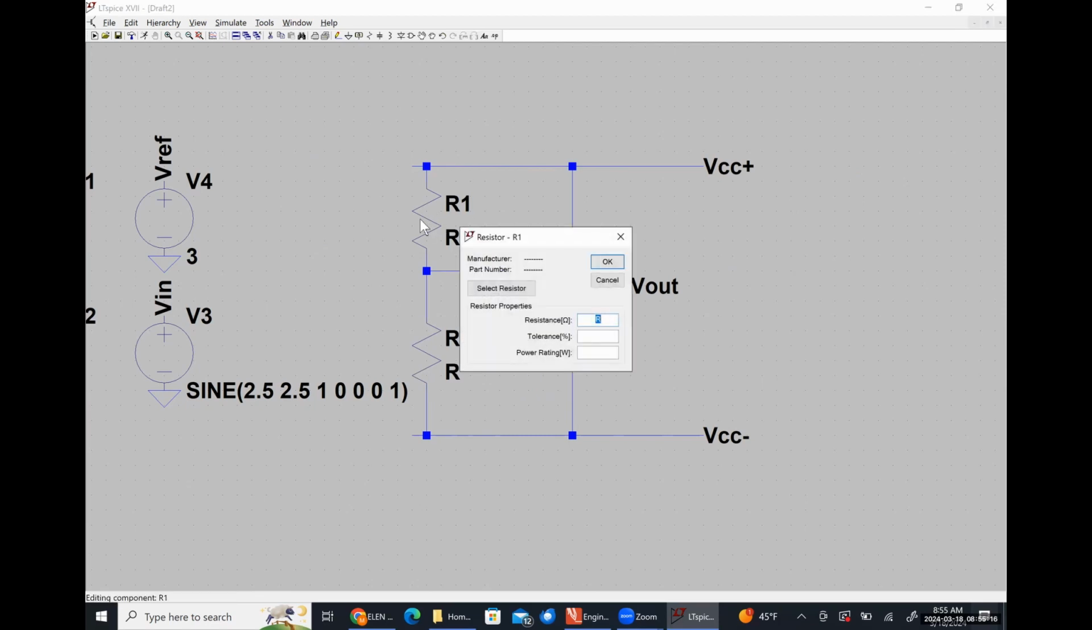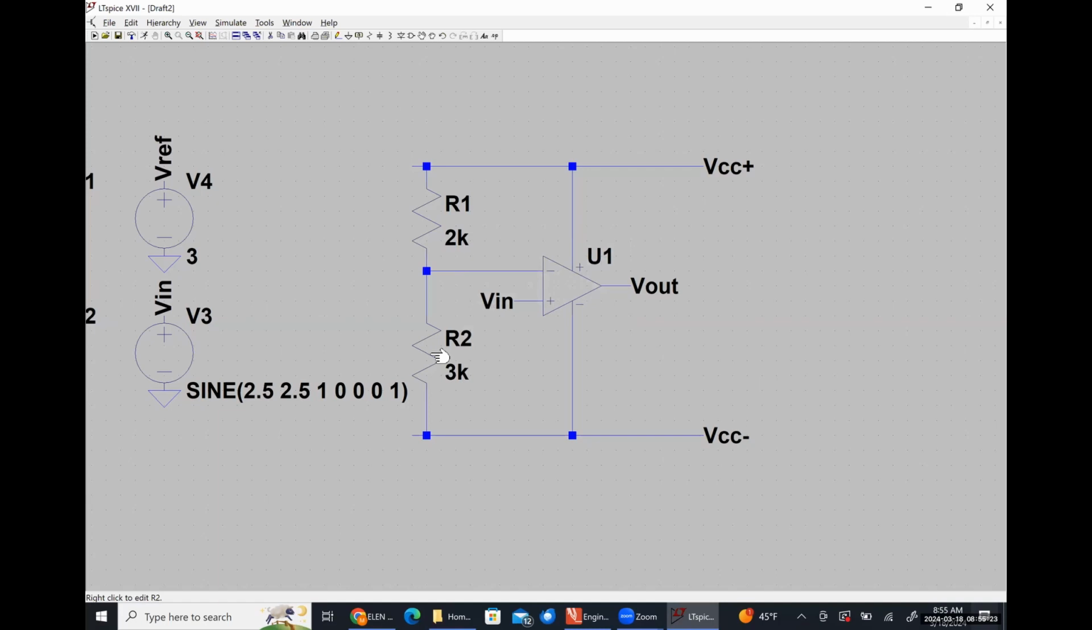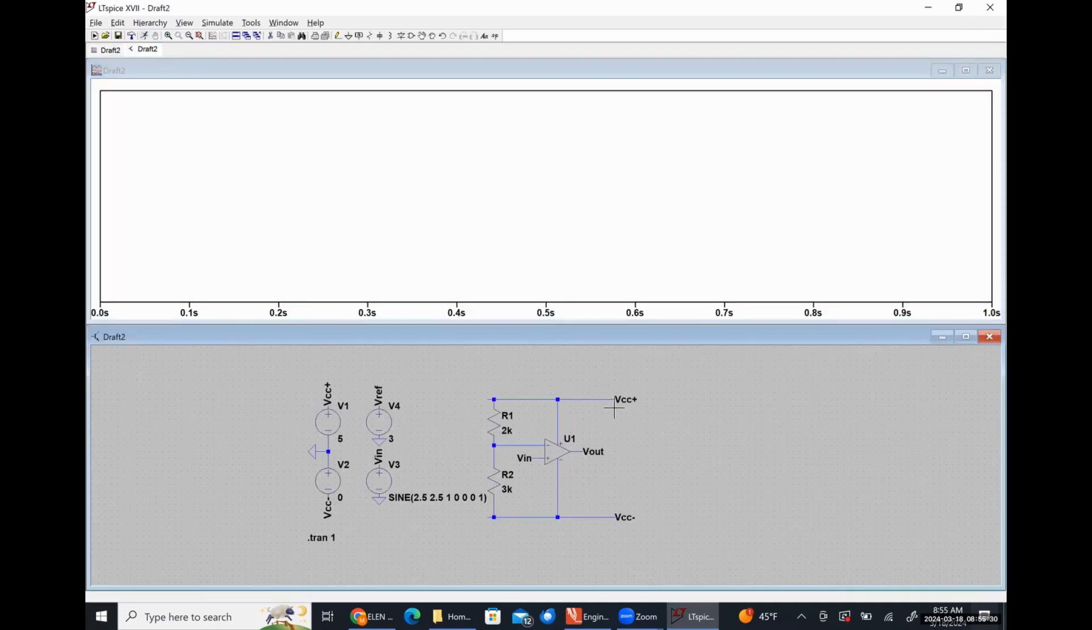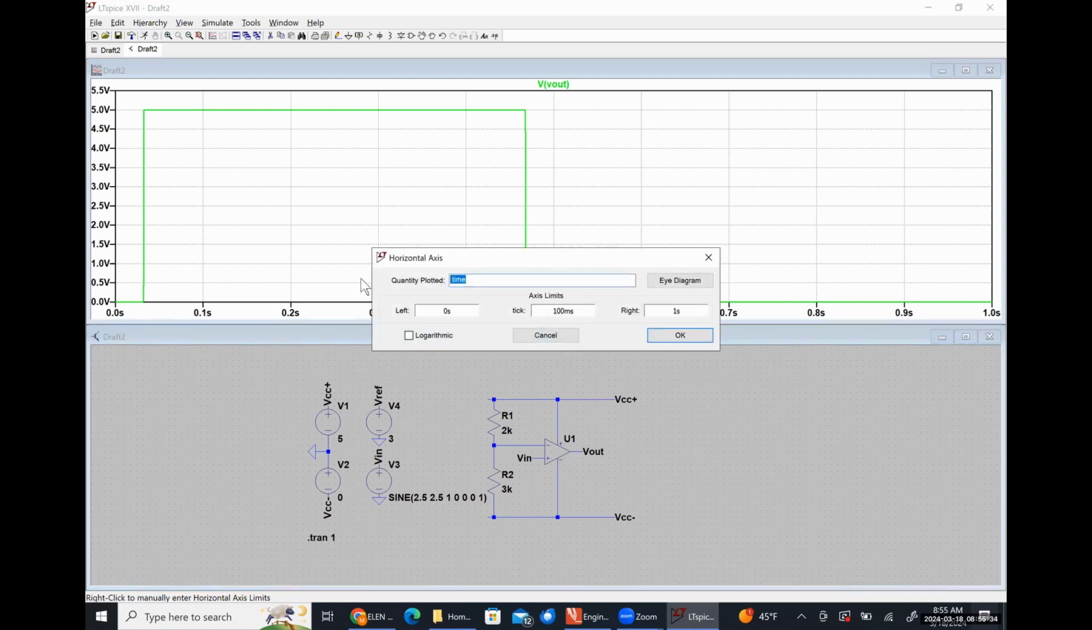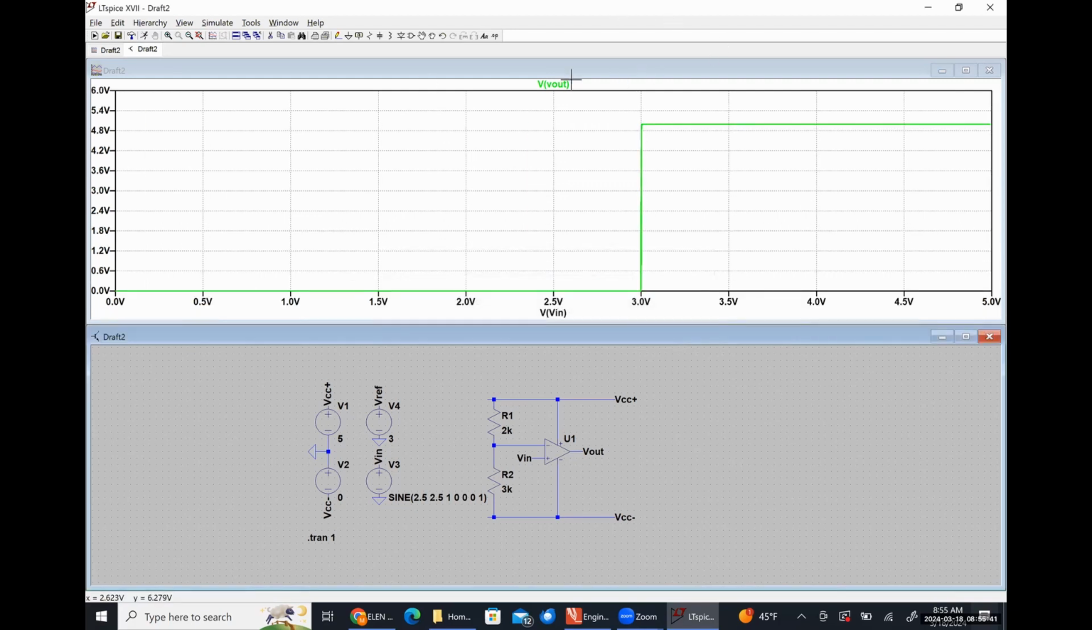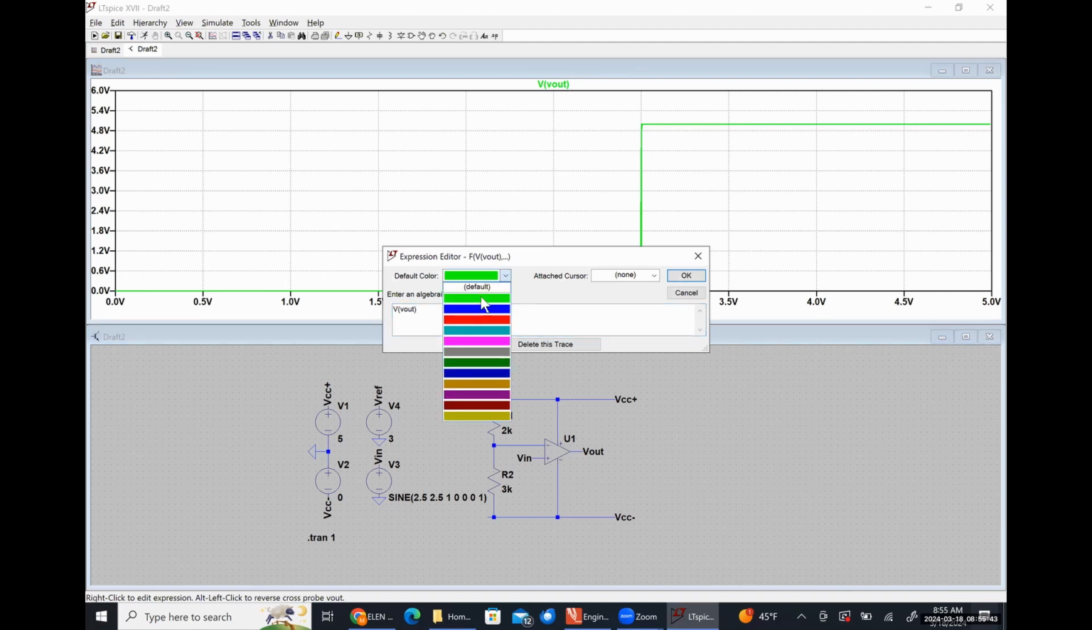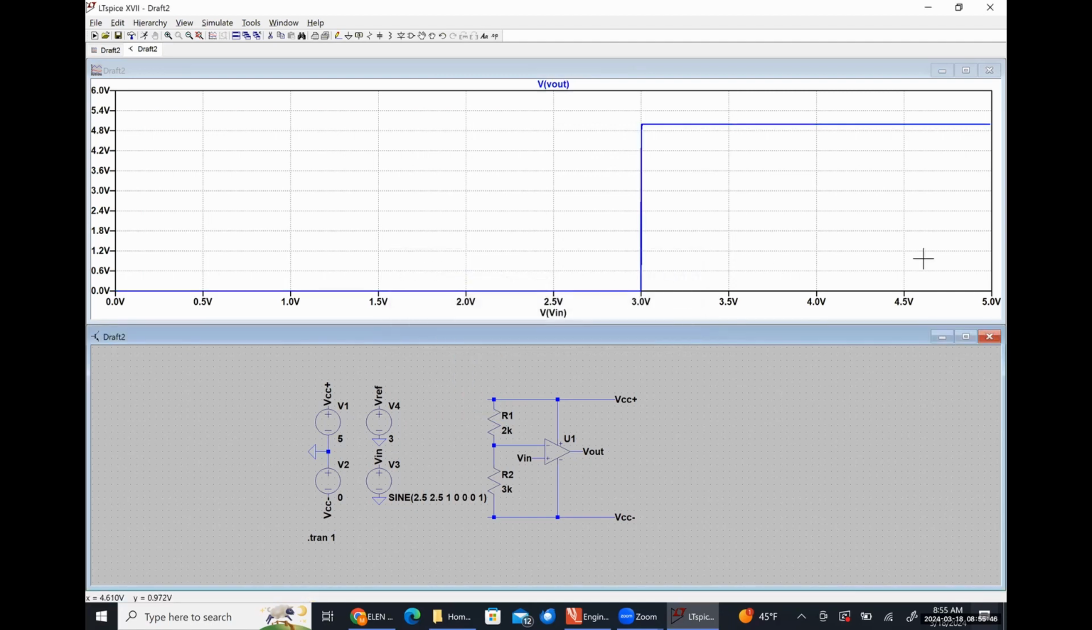If I'm not mistaken, earlier we said that this one should be a 2K and this one should be a 3K. And let's rerun our simulation. So here's our output voltage, and let's make it be a plot of our input voltage. And change that to blue so it's easier to see. And we effectively get the exact same curve.